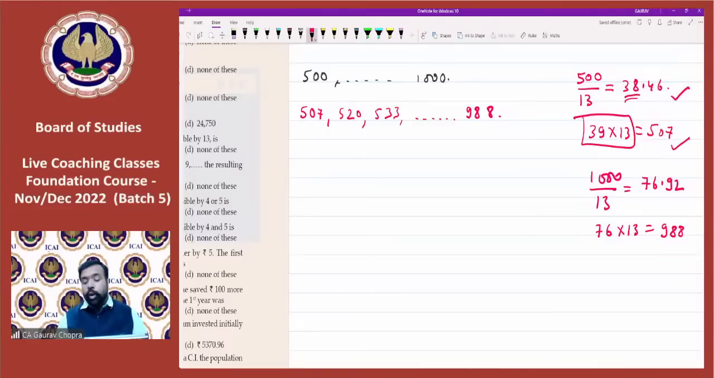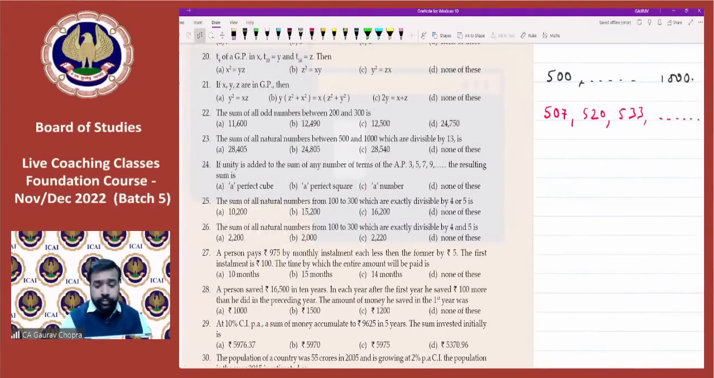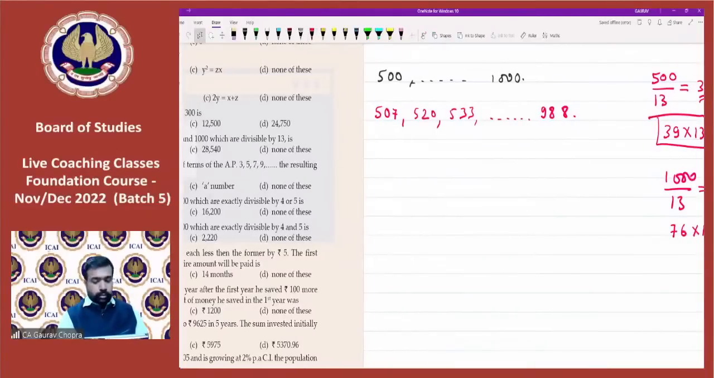So the most important step here was to calculate the series. What is the given series? 507, 520, and so on up to 988. And now what we have to find? We have to find the sum. So for calculating the sum, what is the formula? N by 2 multiplied by A plus L, since the last term is available.